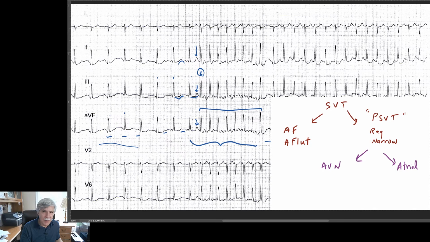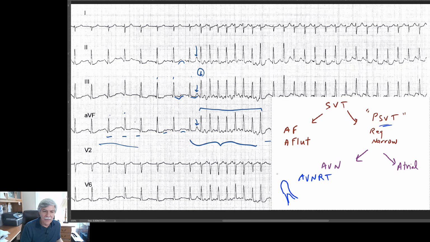Because the most common form of PSVT is actually AV nodal reentry tachycardia. And if you know what that is, that's fabulous. Then you're really an advanced ECG student or practicing physician. If you know what AV-NRT is, it's probably responsible for about 60% of all PSVT. And it involves the AV node directly.